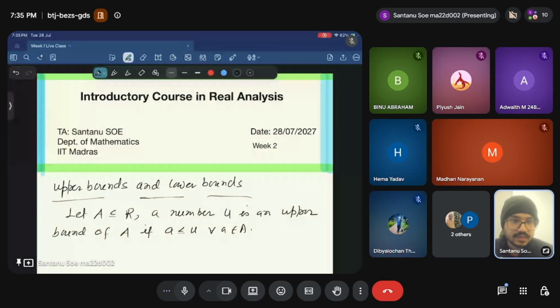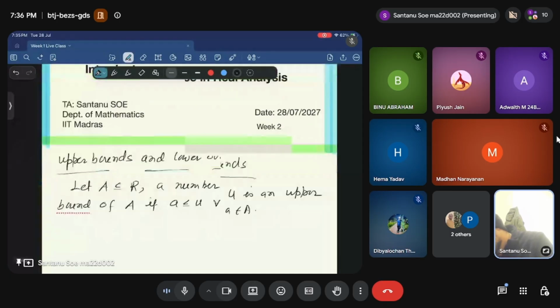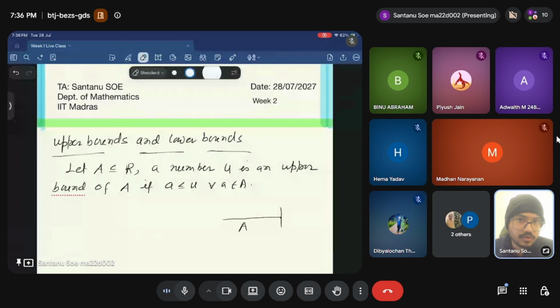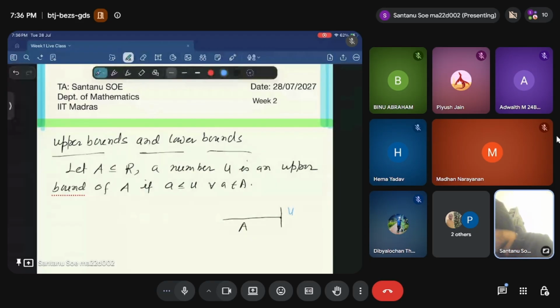So that means every element of the set A should be less than or equal to that given element, the given upper bound. It should not cross that element. So if this is your set A, then it should not cross this element U. Okay, so every element should always lie on the left side, correct? So this is called an upper bound.